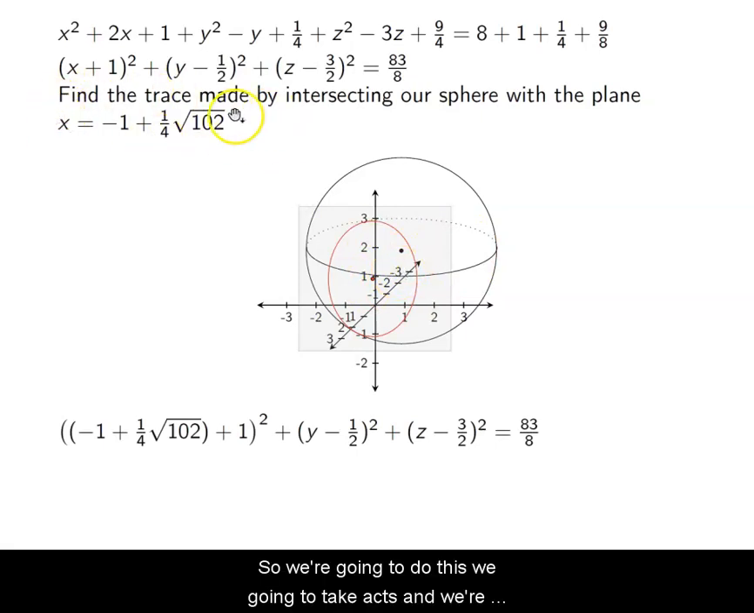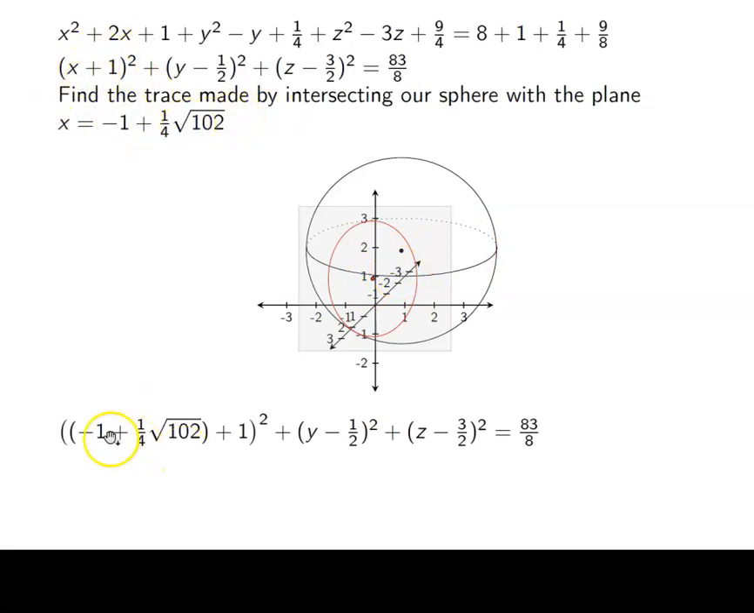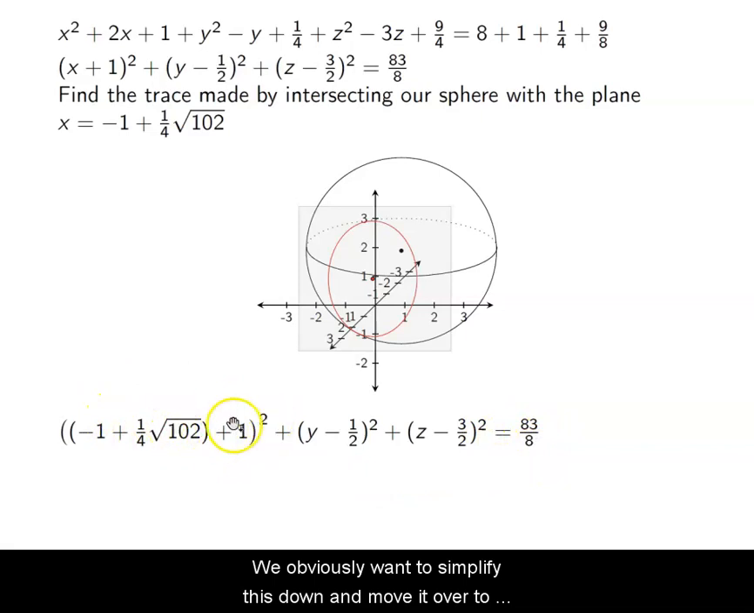So what we're going to do is take x and plug it into our equation. So I got this crazy thing here being squared plus (y minus 1/2) squared plus (z minus 3/2) squared equals 83 over 8. We obviously want to simplify this down and move it over to the other side, and you should notice that we have an equation in y and z, which we should, because this plane is centered on x, right? So the movement is in y. Remember, the left and right now is y, and the movement up and down is z, right? It's fixed along the x-axis. There is no movement anymore in that direction.